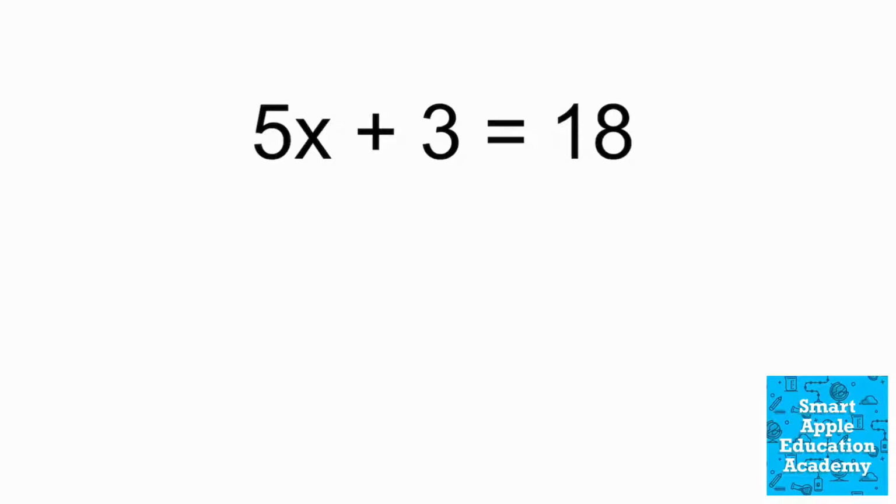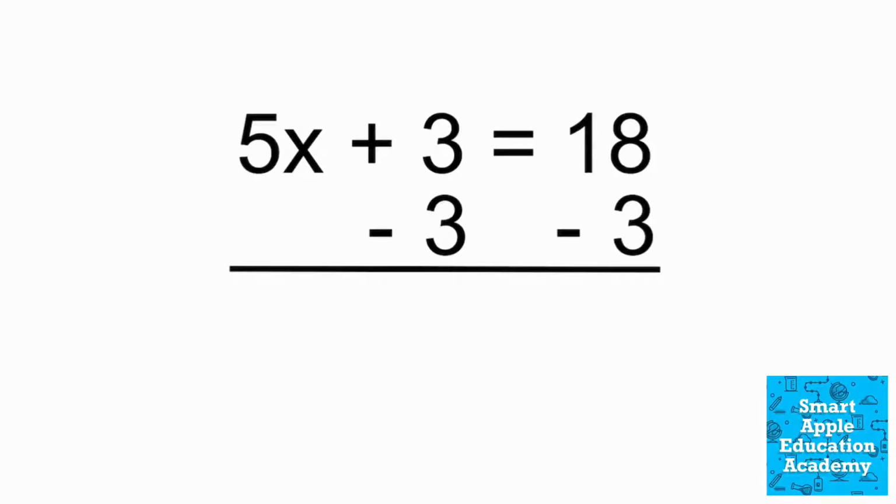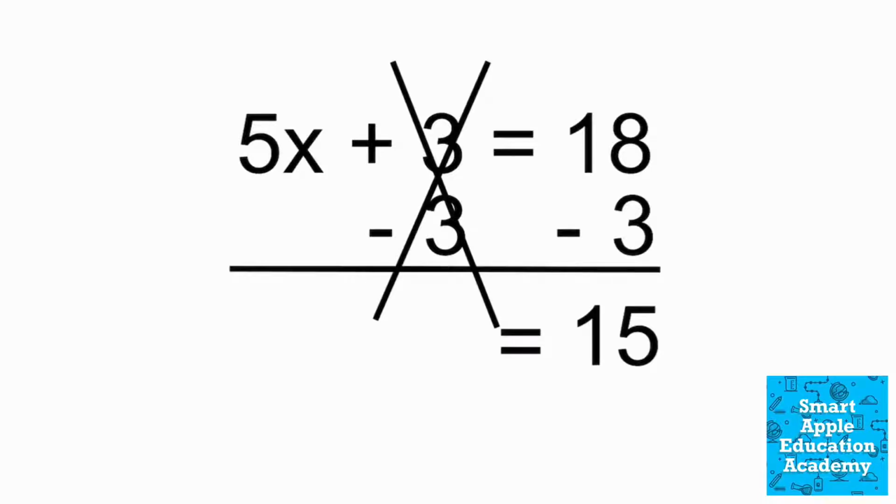So the first step that we can take is subtract 3 from both sides of the equal sign. Remember, whatever you do to the left side, do that same thing to the right side. So we're subtracting 3 from both sides of the equal sign. So since 3 minus 3 equals 0, we can just cross that out. And 18 minus 3 equals 15.